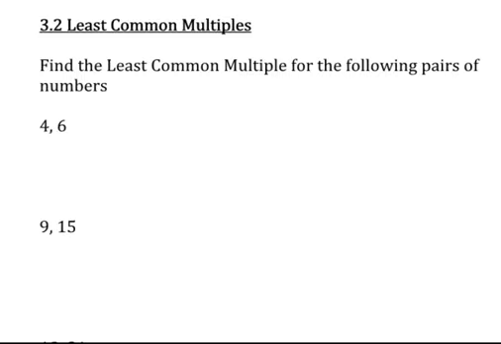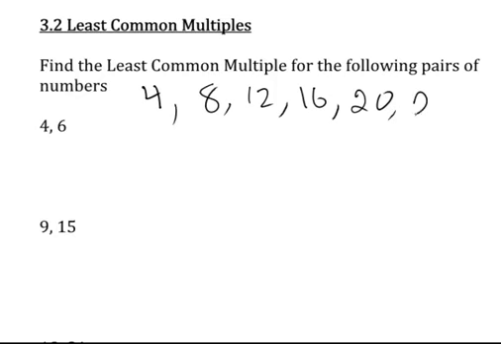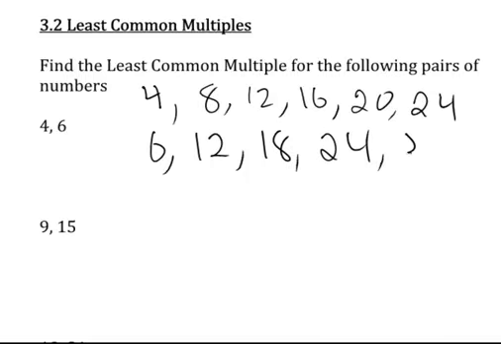What we mean by least common multiples is I want to take the multiples of, say, the number 4. So 4 times 1 is 4, 4 times 2 is 8, 4 times 3 is 12, 16, 20, 24. I'm going to go ahead and stop right there. I can do the same thing with 6. 6 times 1 is 6, times 2 is 12, 18, 24, and 30. And what we're looking for here is the least common multiple.